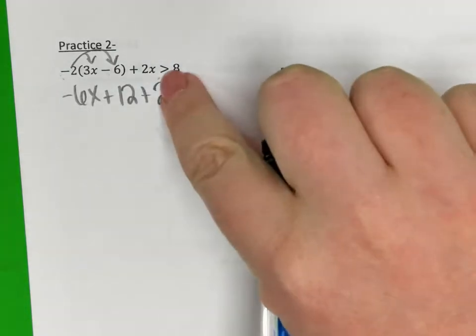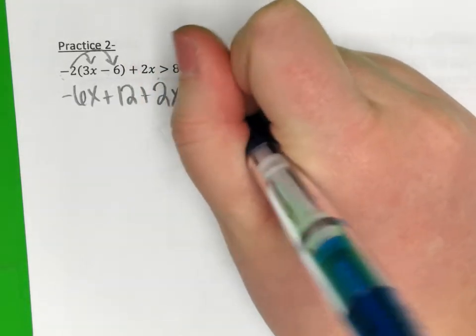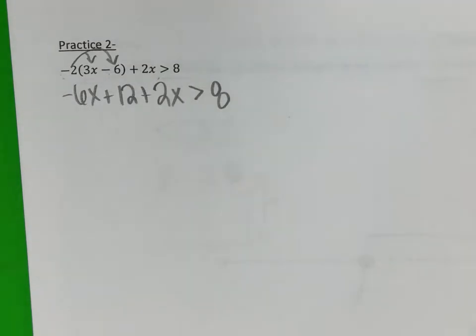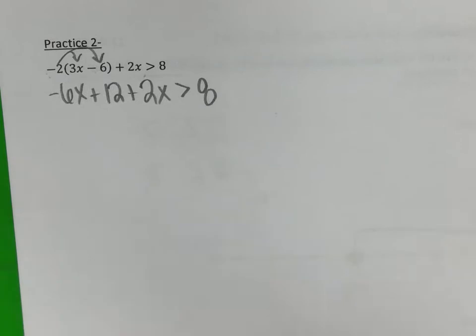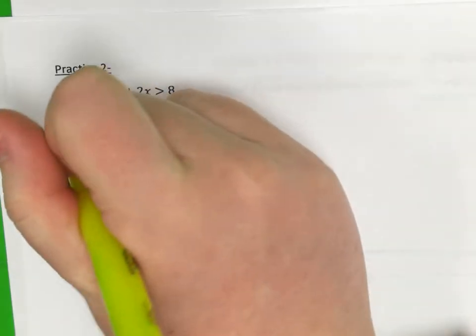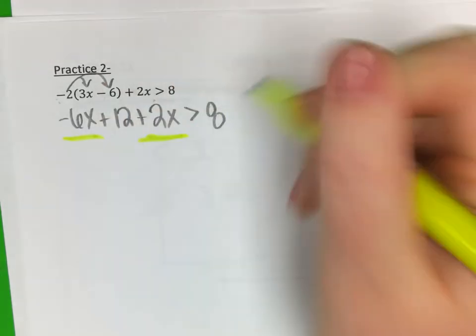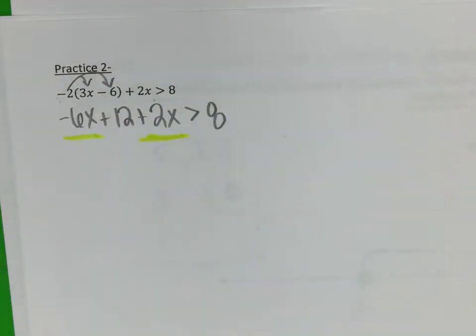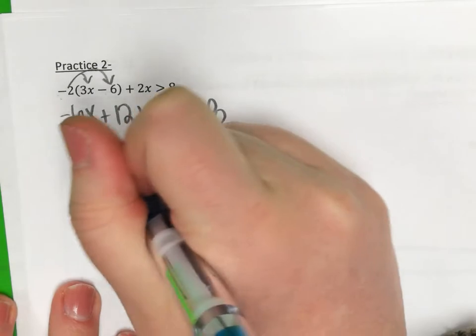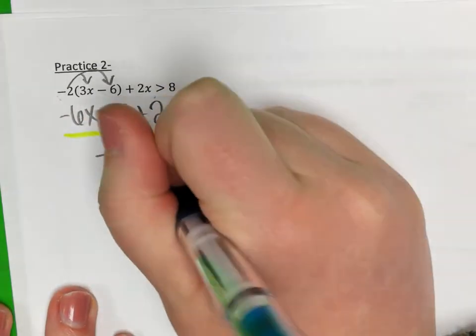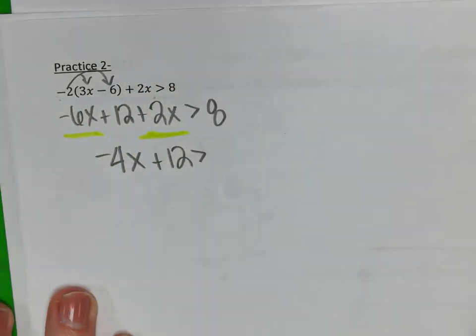Do I change my inequality? Nope, it stays the same, and I drop that 8 down as well. Okay. Then we're going to combine our like terms. What are the like terms on the left side? The x's. So negative 6x and a plus 2x. What's negative 6 plus 2? Good. Negative 4x. That 12 just drops down. Our inequality stays the same, and 8 drops down.